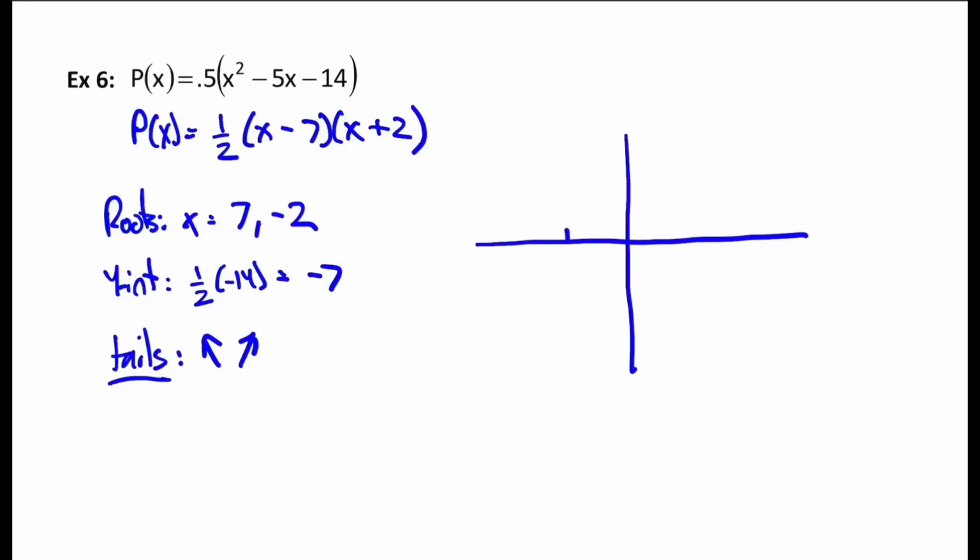All right, -2. I'm just going to put a tick mark there, -2. Put a tick mark over here at 7. Y-intercept is -7, so down here. And this one's pretty straightforward. Quadratic, tails are both up.